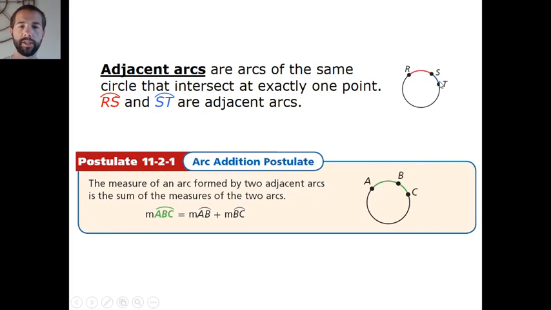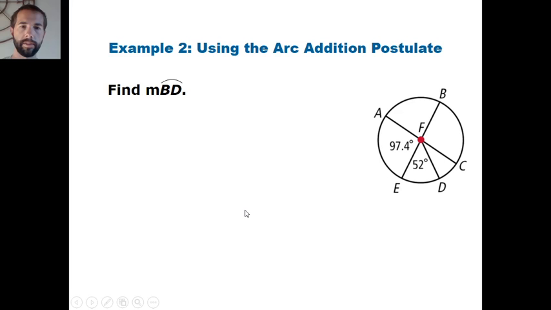So the arc addition postulate, since they're next to each other, says if we want the measure of arc ABC, so this whole green arc, then we would do the measure of arc AB plus the measure of arc BC. Notice I'm saying the measure of arc. Whenever you see this little M, this means the measure of. And then you see this arc symbol, that's arc BC, just like with angles.